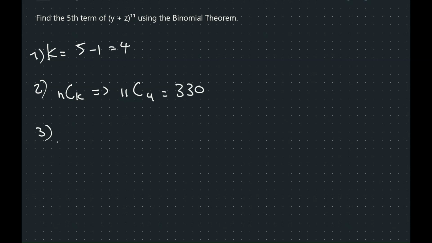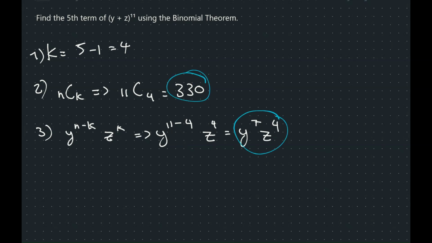And then the third step is to have the first term, y to the power of n minus k, and then z to the power of k itself. So y to the power of 11 minus 4 and z to the power of 4, which is equal to y to the power of 7, z to the power of 4. And then the final amazing step is to put these together. So the answer is 330 y to the power of 7, z to the power of 4. And this is our answer.